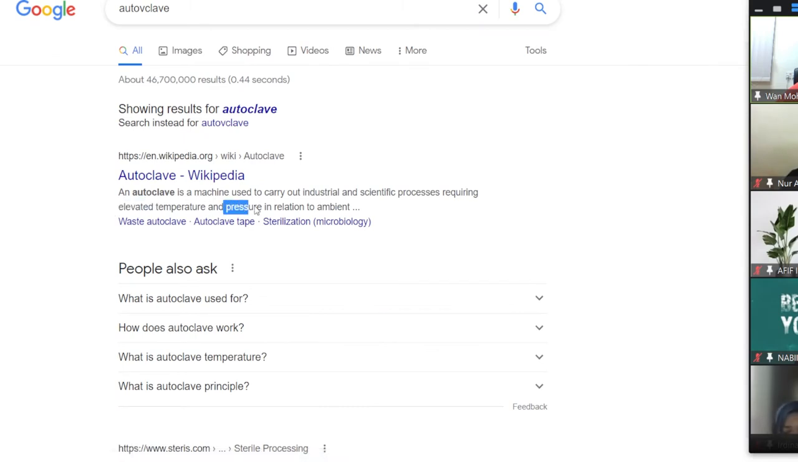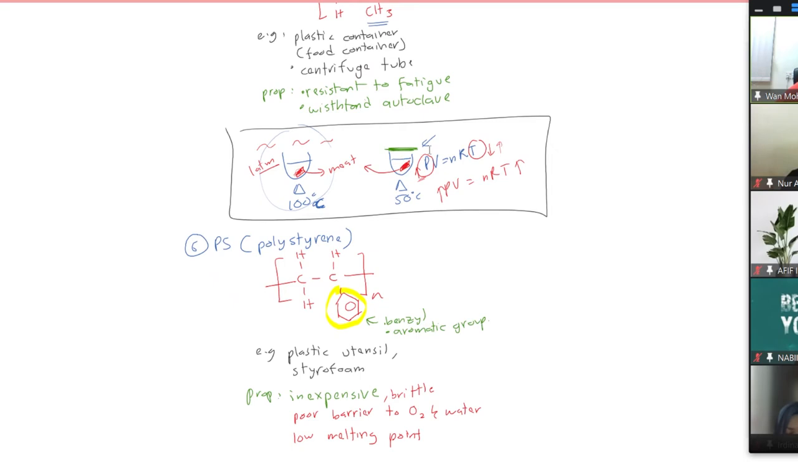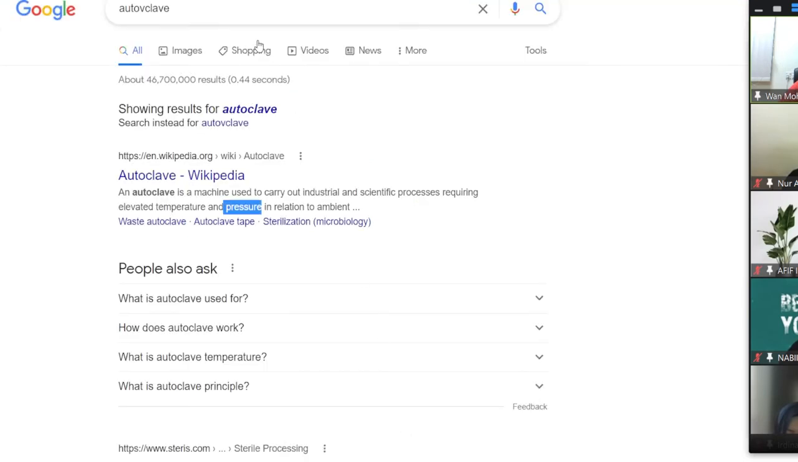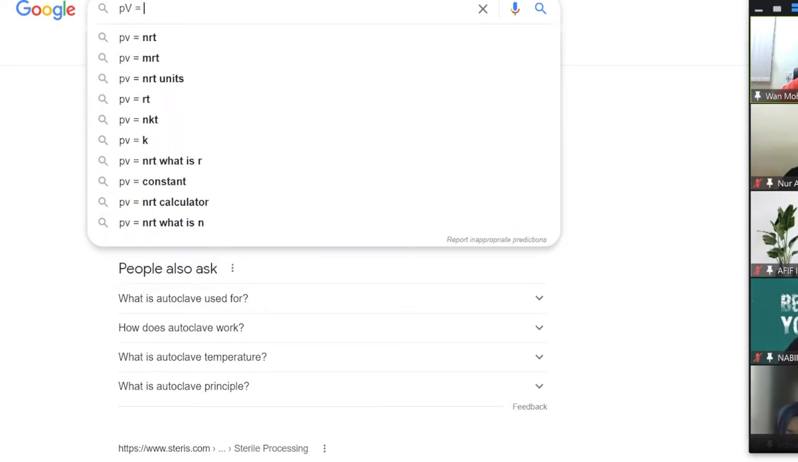Elevated temperature and pressure. Okay, so you increase the pressure. So we know pressure increases. So is RT going down or going up? I think going down. When you increase P, PV equals nRT. Let me get this thing first because I don't want it to be hanging. PV equals nRT.